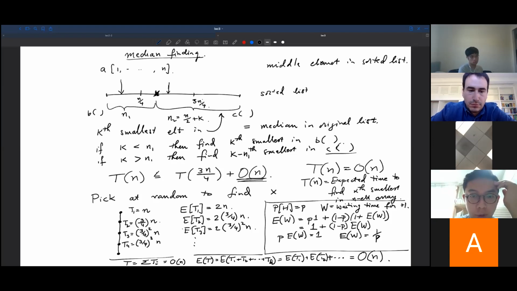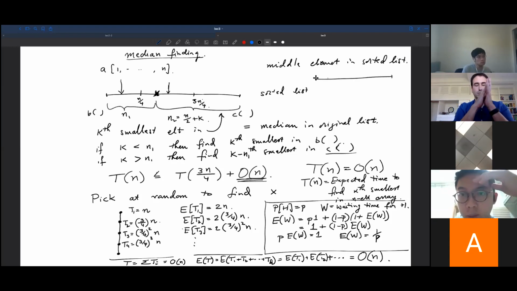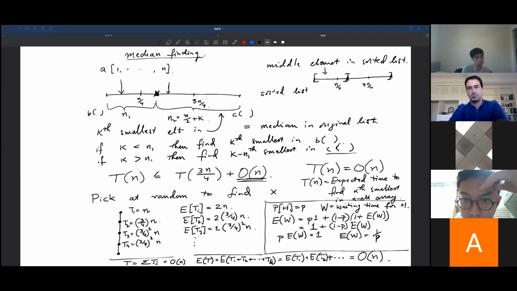Okay, so here's what I'm saying. Look, we started with this list of length n, right? And then what we did was, if this is the sorted list, somewhere between n over 4 and 3n over 4, this was the element we picked. And then our new lists are this one and this one, right? But the kth largest element is either going to be on this side or on that side. So we're going to throw one of these away and we're going to be left with only the other one. That's our recursive call.